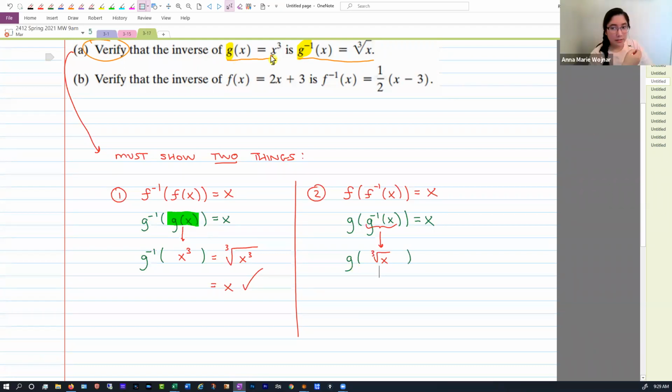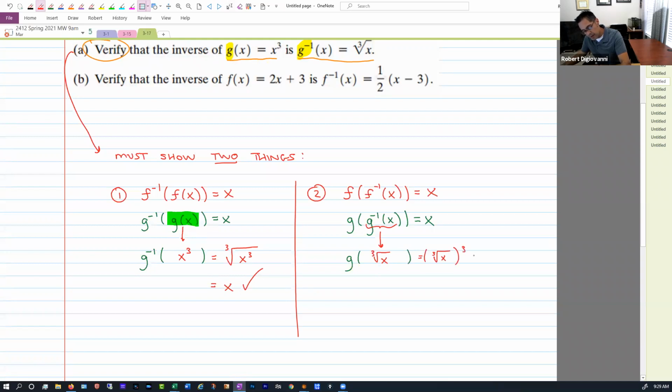It cubes it, right? So it's going to take the cube root of x and cube it. And what happens when you take the cube root of x and cube it, Anne-Marie? It just equals x. It just equals x, which we put a check. So therefore it works. And showing that both of those things equal x is what you need to show to say that two things are inverses of one another.